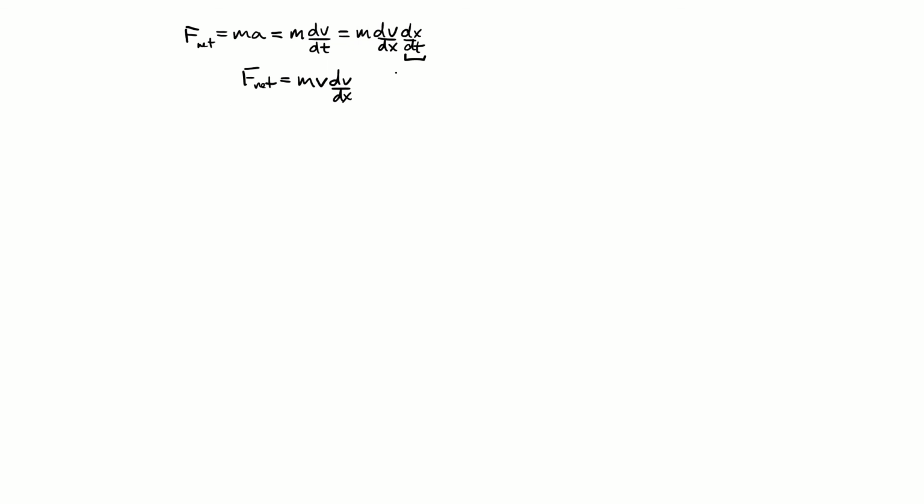Now, we just mentioned splitting our forces into conservative plus non-conservative forces, and that non-conservative forces are going to be dissipative and external forces. We can split those up that way. So our net force is just going to be the conservative forces plus the dissipative forces plus the external forces. And that net force is going to be mv dv dx, right?